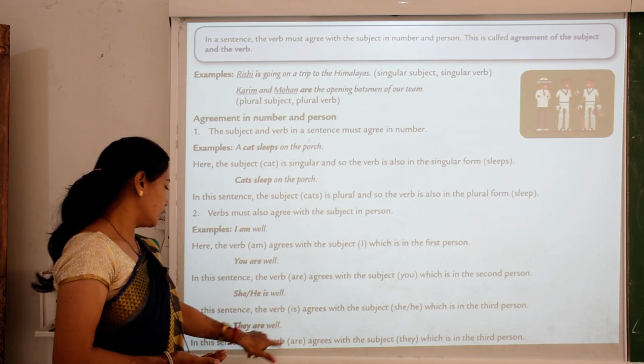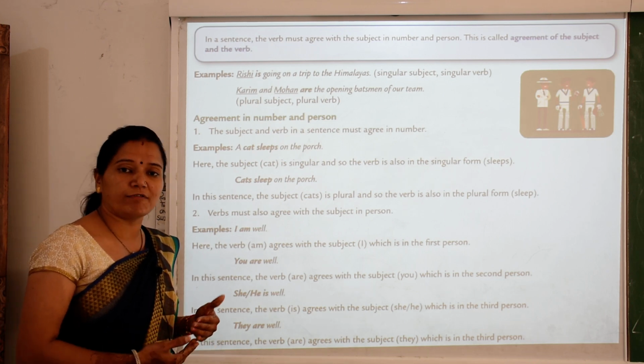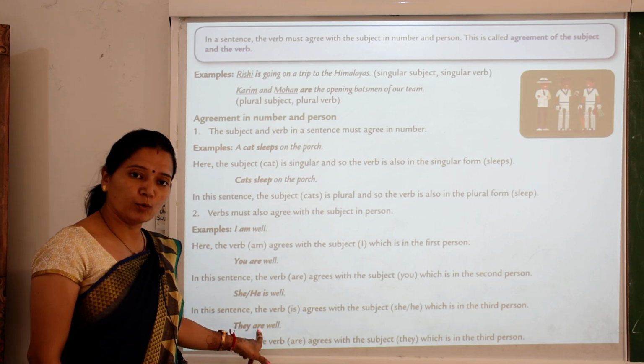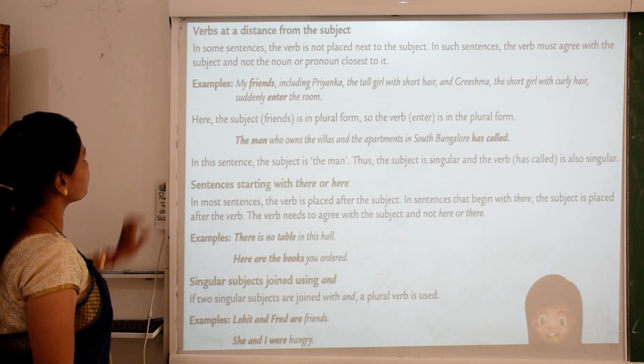They are well. Okay, so they, it is in the third form. Okay, but it is in the plural form. So with that we are using a plural verb, they are well. Now let's move into the next.